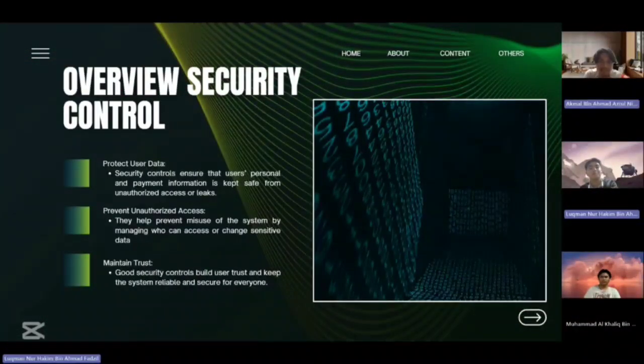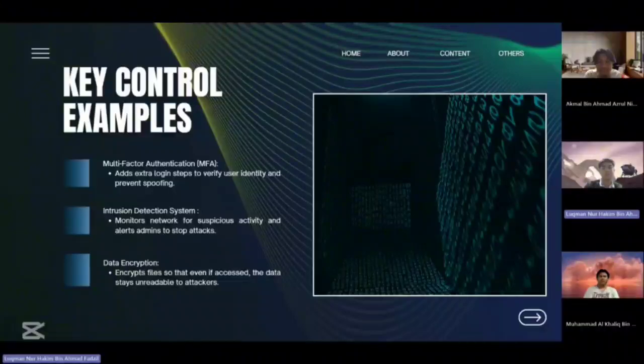These are the overview of security controls. To put it simply, they protect user data, protect against unauthorized access, and maintain trust. Moving on. These are the key control examples.